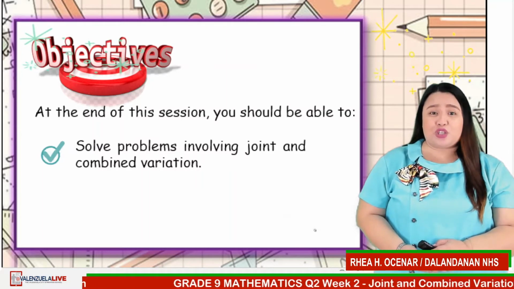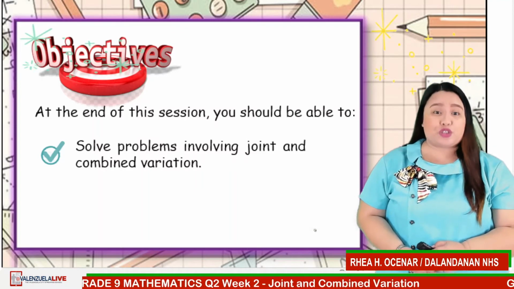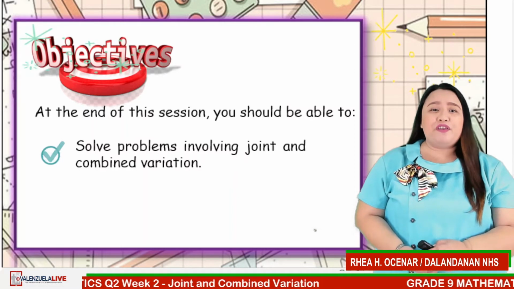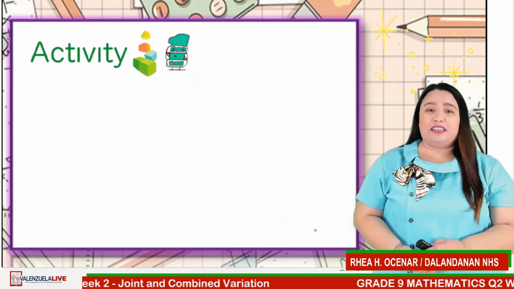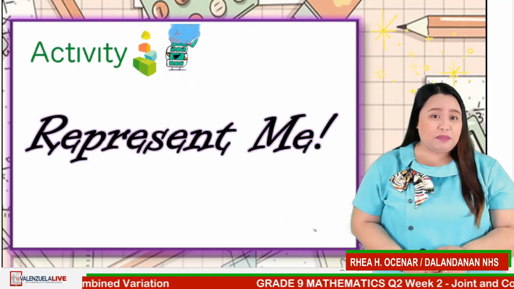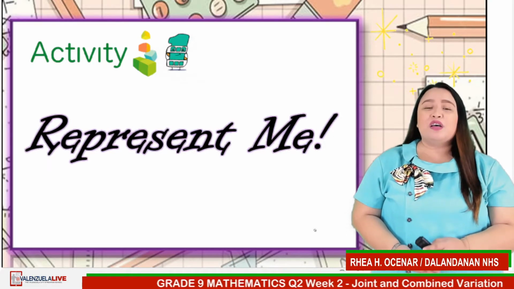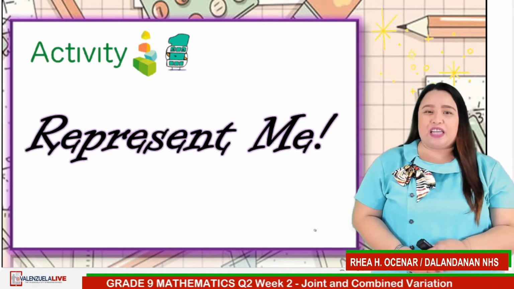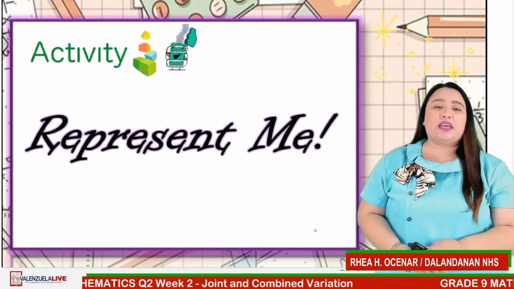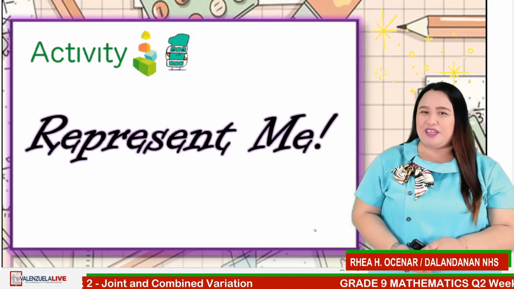Last live session, you learned about direct and inverse variation. Let us check if you really understood the said lesson. Our first activity is entitled Represent Me. You will translate the statement that will flash on your screen. You will be given 5 seconds to answer. You can type your answer in the chat box. Use variable k to represent the constant of variation. Are you ready? Let us begin.